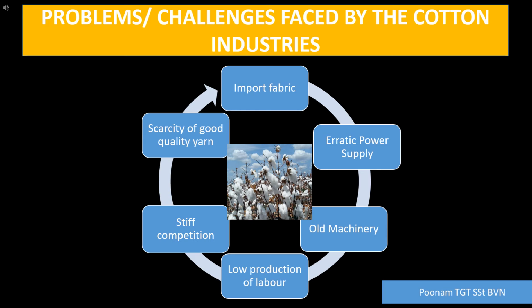Secondly, most of the machinery installed in the cotton mills is outdated and needs to be replaced. Thirdly, there is erratic power supply, and this industry requires a good power supply for its growth. And lastly, this industry is facing stiff competition from synthetic fiber because synthetic fiber is easily available at cheap rates.